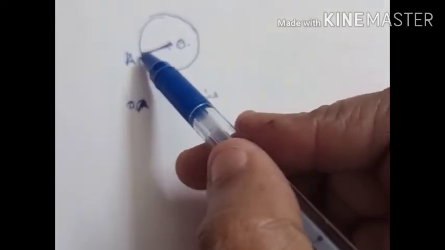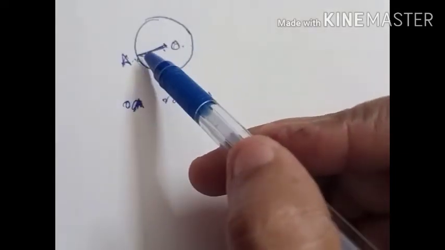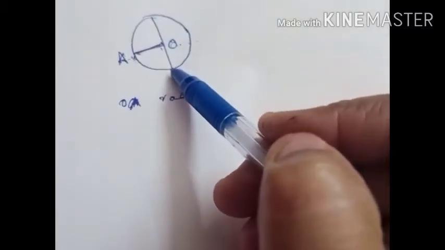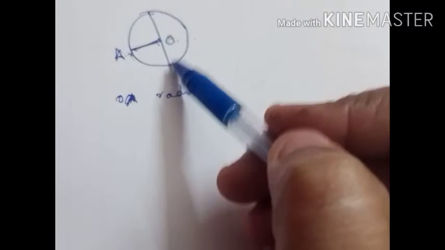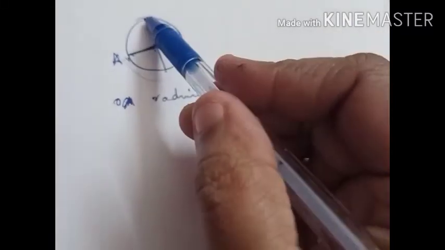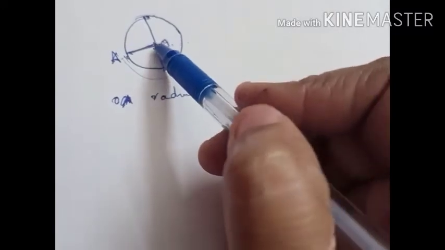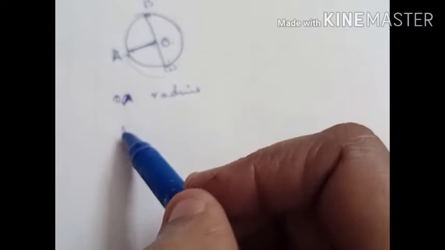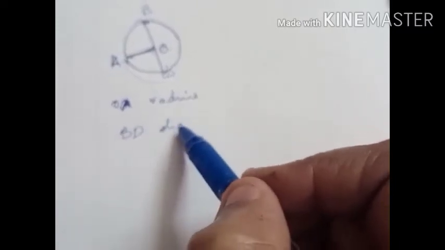Then diameter means the line segment joining any two points through the center. That should pass through the center O. So here BD is the diameter.